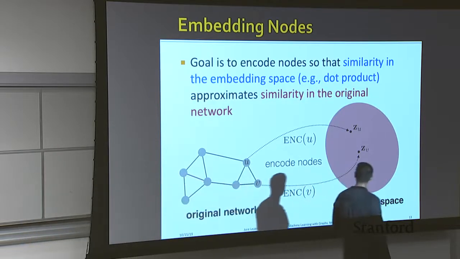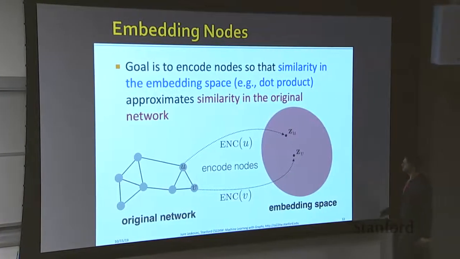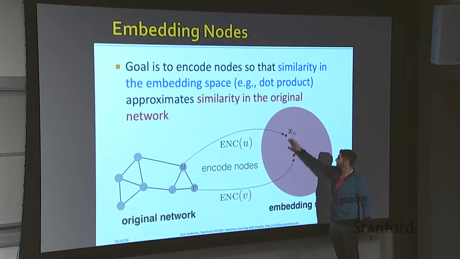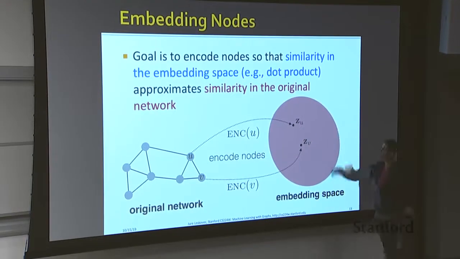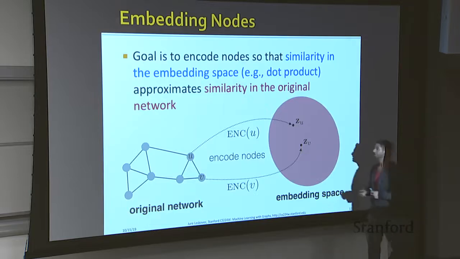Okay, so our goal is to encode nodes in such a way that the similarity in our embedding space approximates the similarity in the original network. For instance, these are the vector representations of our nodes U and B. If we take the dot product as a way to represent their similarity, this approximates well the similarity in the original network. Now, this sounds like it's basically a chicken and egg problem.